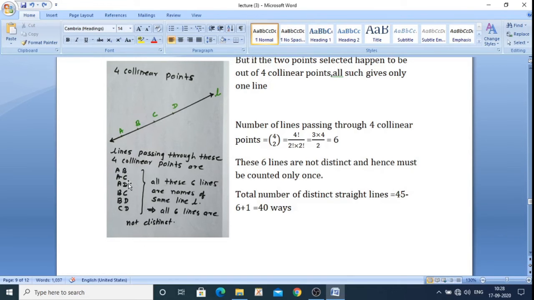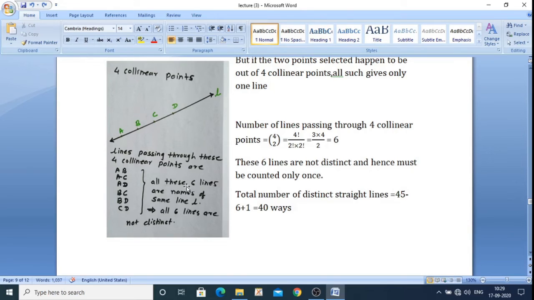Actually these are not different lines, they are the 4 points out of which we can write in 6 ways. So all of these 6 lines are nothing but the line L. All these 6 lines are the names of the same line L. So all 6 lines are not distinct, but that is only one line, and that's why we count the number of lines passing through these 4 collinear points as one.